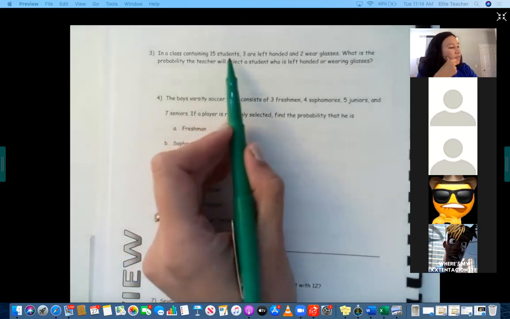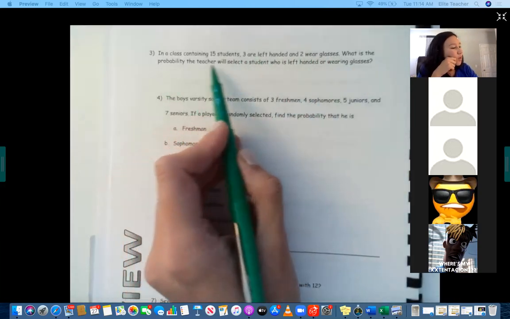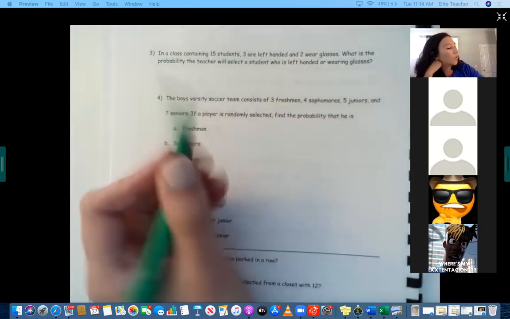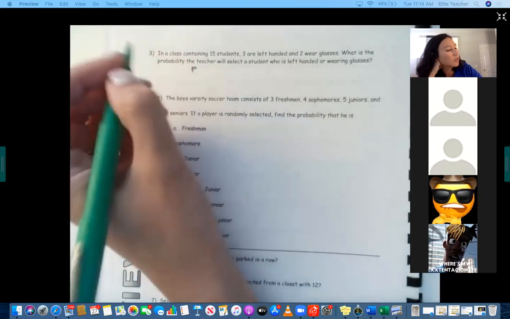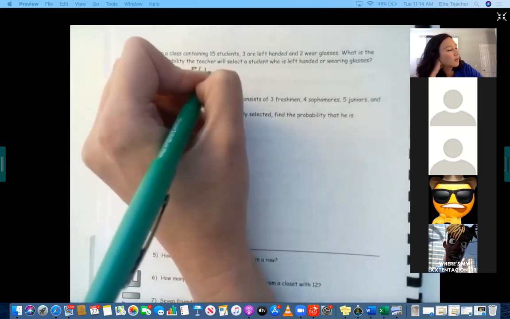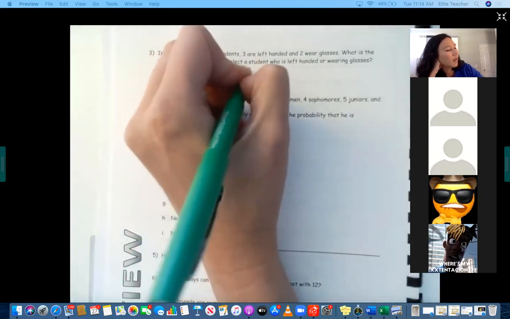Okay, so in a class containing 15 students, 3 are left-handed and 2 wear glasses. What is the probability that a teacher will select a student who is left-handed or wearing glasses? So we have to add those two probabilities. So the probability that they are left-handed plus the probability that they wear glasses.